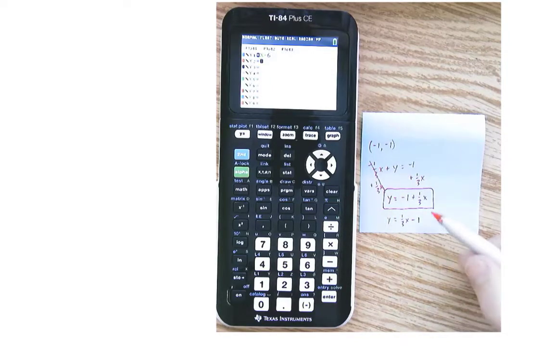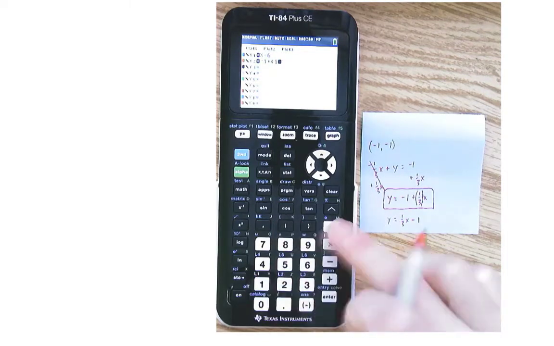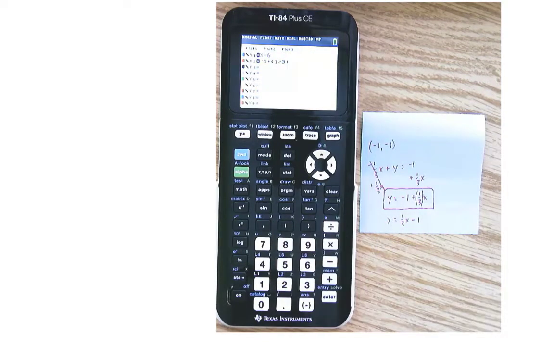Now two things. One, with these 84 pluses, you can actually use a fraction key. But if you don't have one of those, what's always safe is to put a fraction in parentheses. And that's what I'll do here for y2. So y2, I'm going to write negative 1 plus parentheses 1 divided by 3, parentheses, and my x button. And now I have my second equation typed in for a line.